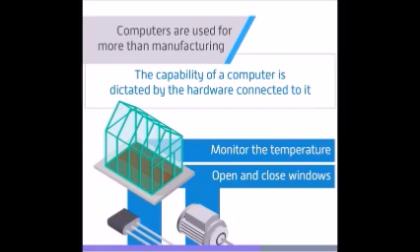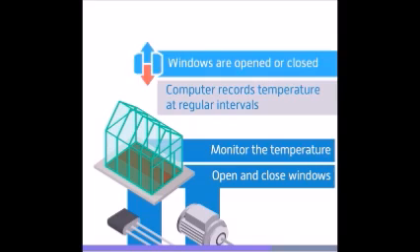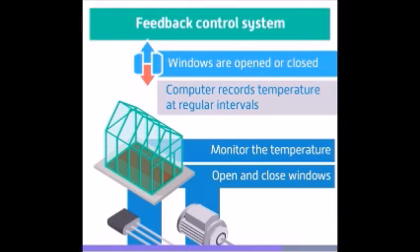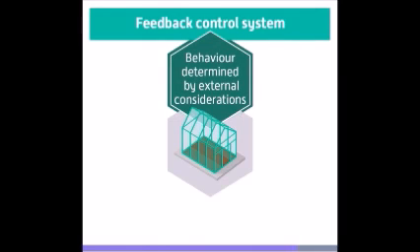At regular intervals, possibly multiple times per second, the computer takes a reading of the temperature. If it is above or below the preset value, the windows are opened or closed accordingly. What was just described was a feedback control system. The behavior of the computer is determined by external considerations, in this case, the temperature in a greenhouse. There are many other feedback control systems, including some in your own home.